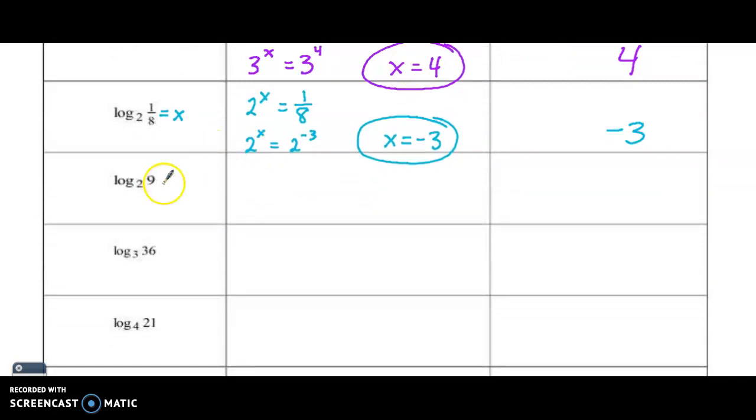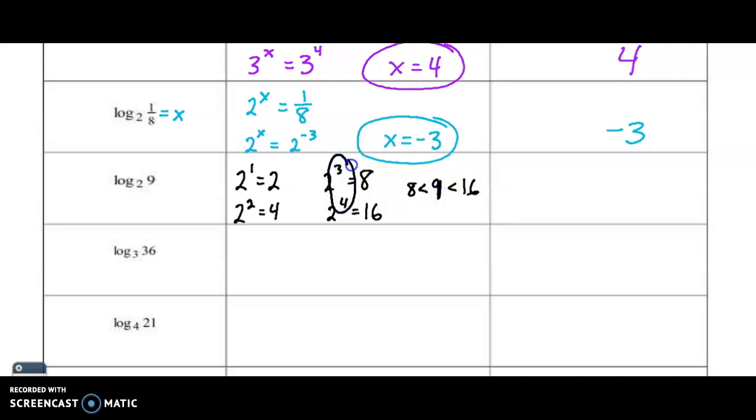Because if I were to think about this as just guessing and checking, well, 2 to the first power is 2, so that's a bad answer. 2 squared, that's 4, also not very good. 2 cubed, that's 8. 2 to the fourth power is 16. Well, because 9 is trapped between 8 and 16, that's a 9 right there, kind of looks like a G, my answer should be somewhere between 3 and 4.